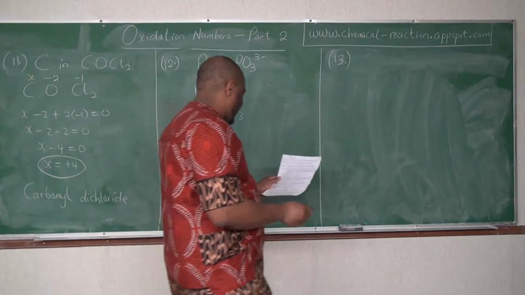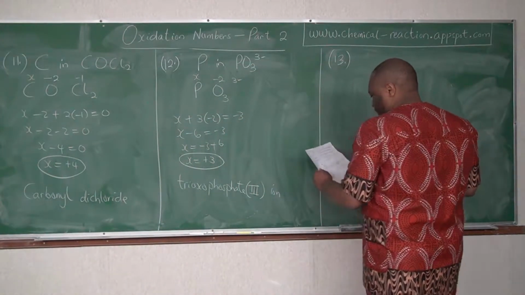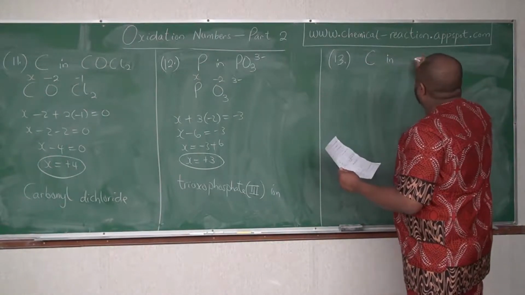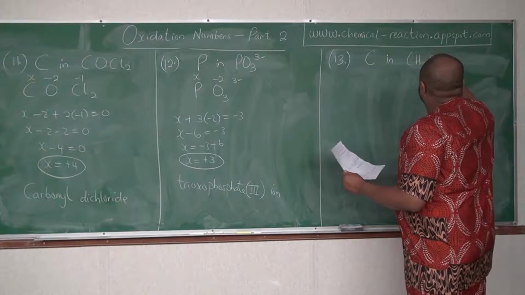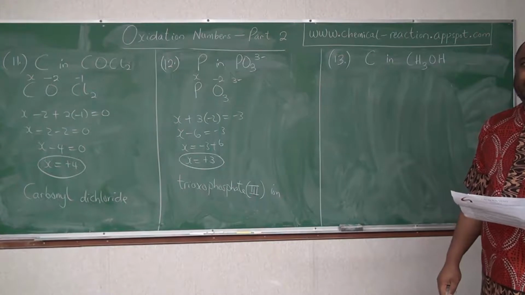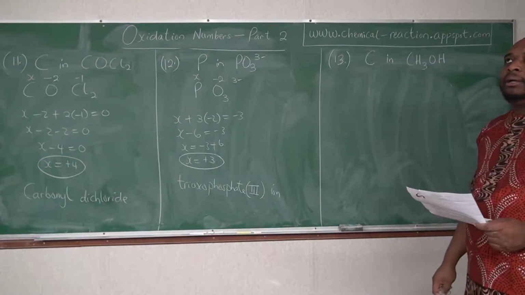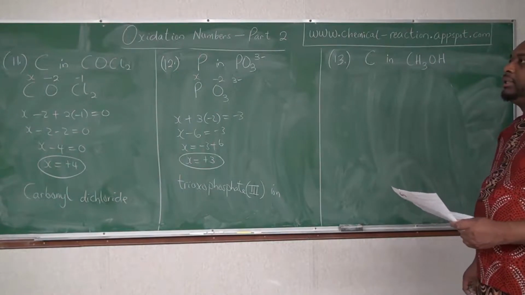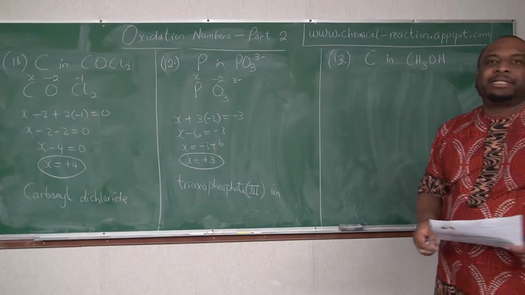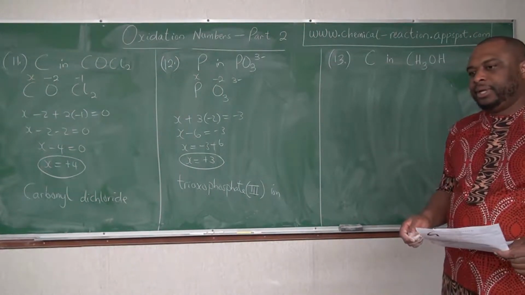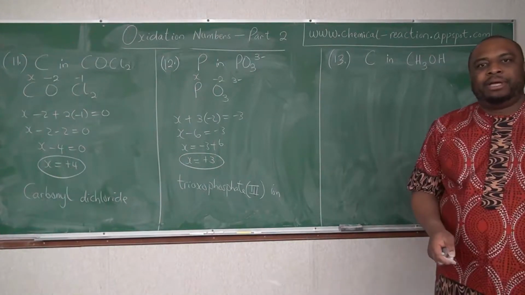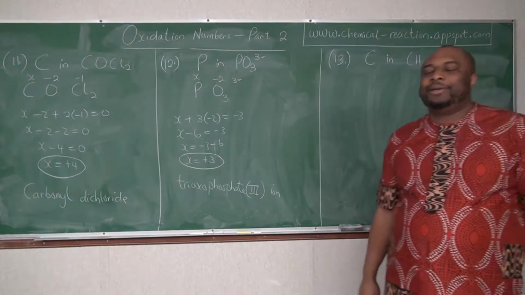Question 13, we have carbon in metanoic acid. Methanol or methyl alcohol is not metanoic acid. Metanoic acid is HCOOH. This is a methanol. Sorry, why did I keep saying metanoic acid?